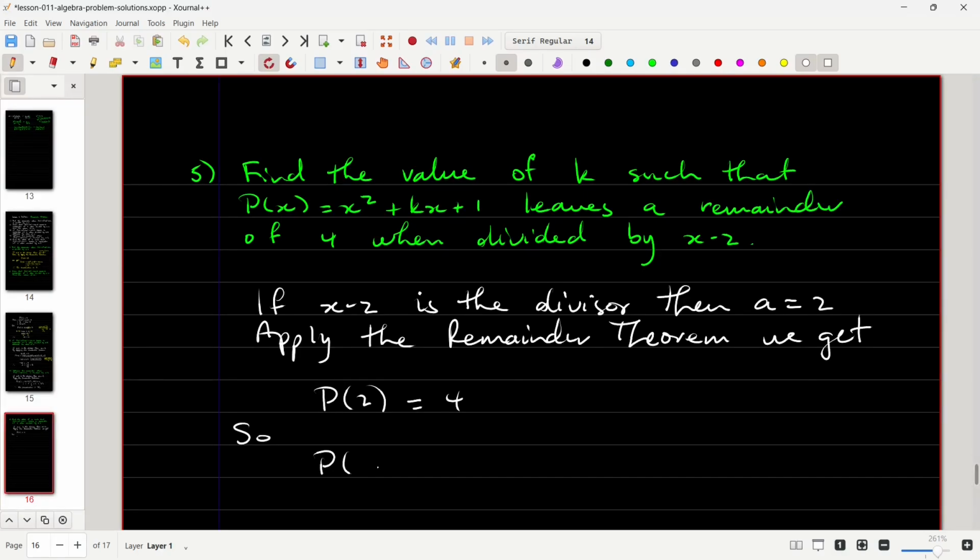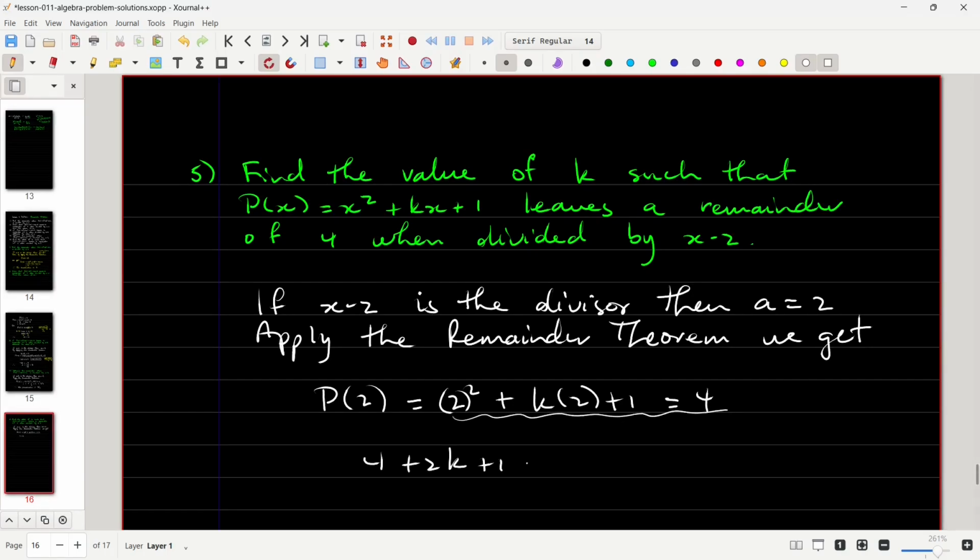So p of 2, which is equivalent to 2 to the second power plus k into 2 plus 1 is going to be equal to 4. Working with this section here now, and I can see that 4 plus 2k plus 1 is equal to 4. 2k plus 5 is equal to 4. I'm going to minus 5 from both sides.